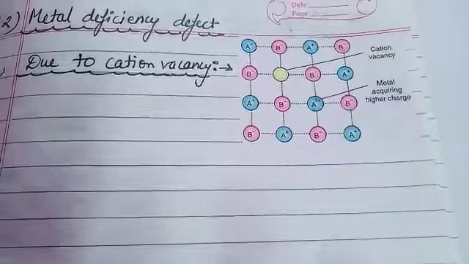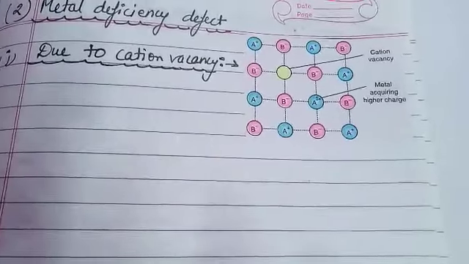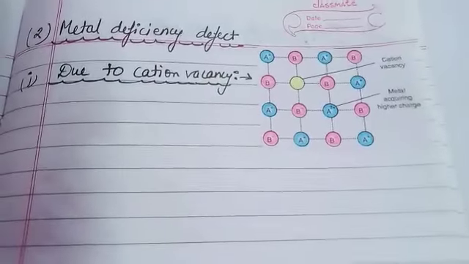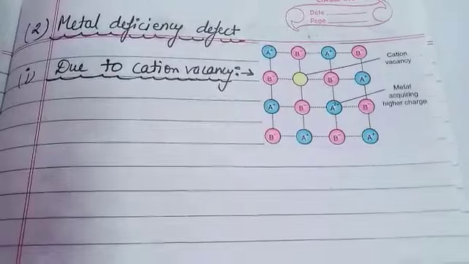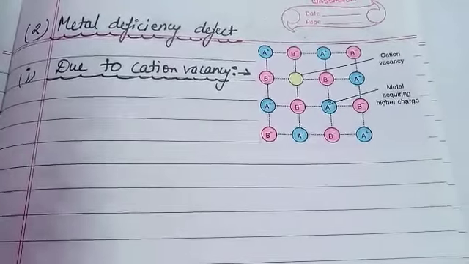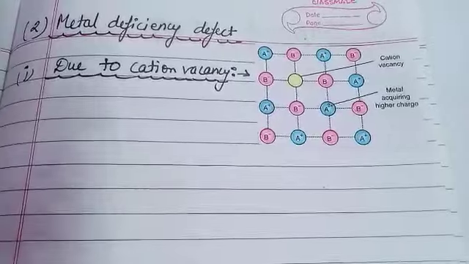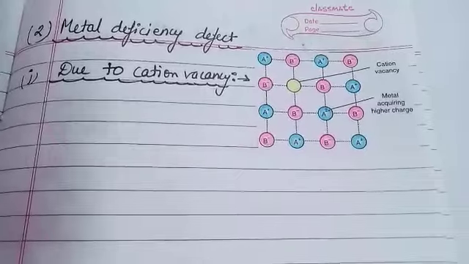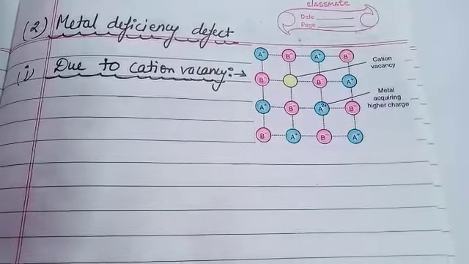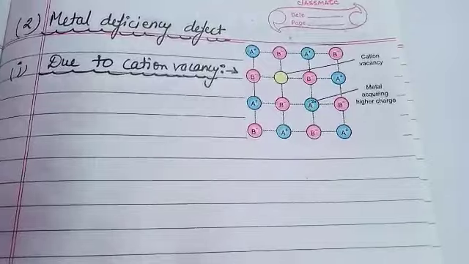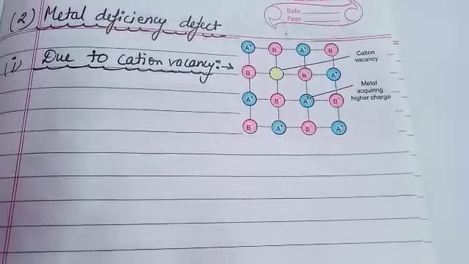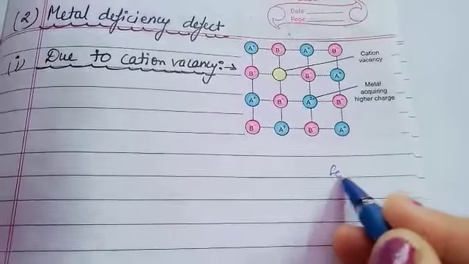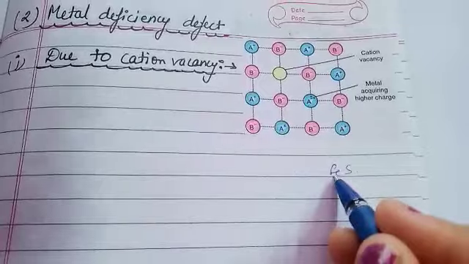Generally this type of defect is possible in metals which show variable oxidation state. I think you know iron, for example, shows +2 and +3 oxidation states also. The metals which show variable oxidation state generally show metal deficiency defect. In this, you can take as examples ferrous oxide, ferrous sulfide, nickel oxide. In this case, generally iron pyrites. The formula of iron pyrites is FeS. This one is iron pyrite.